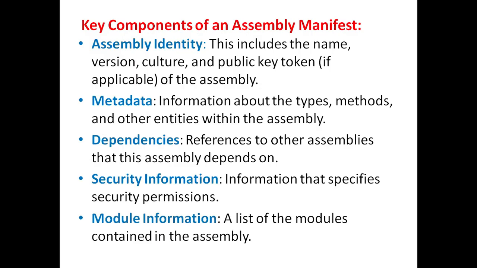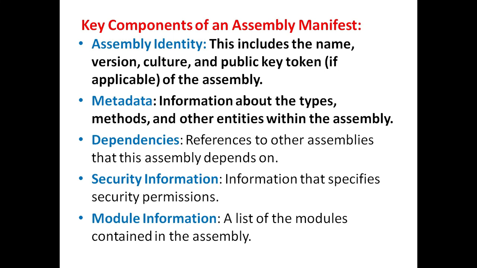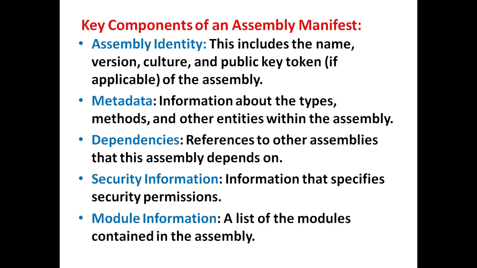Key components of an assembly manifest are assembly identity, which includes the name, version, culture, and public key token of the assembly. Metadata, which stores the information about the types, methods, and other entities within the assembly. Dependencies stores the references to other assemblies that this assembly depends on. Security information stores the information that specifies security permissions. Module information stores a list of modules that are contained in the assembly.